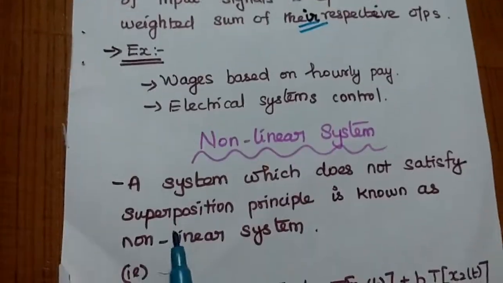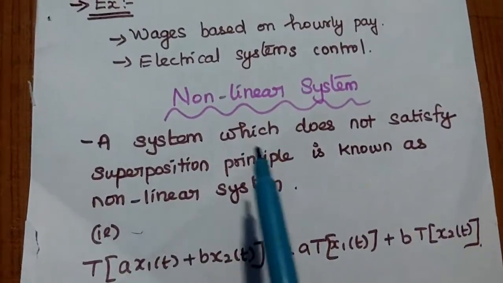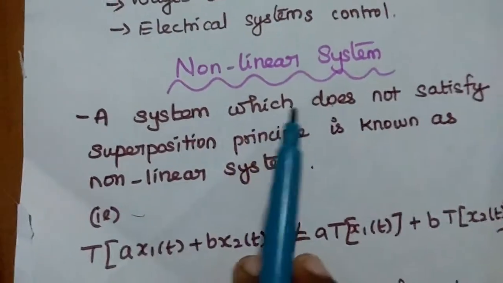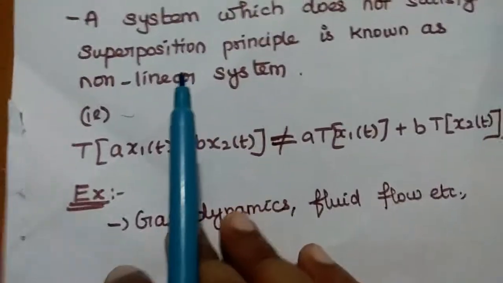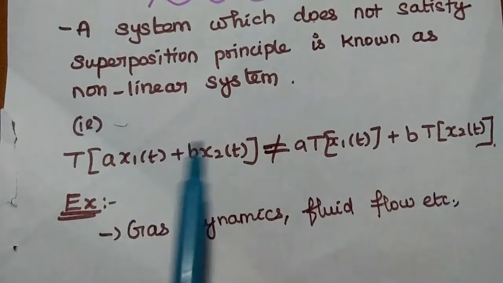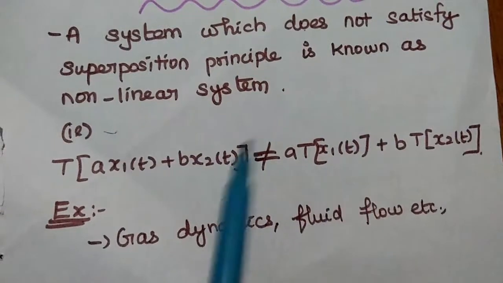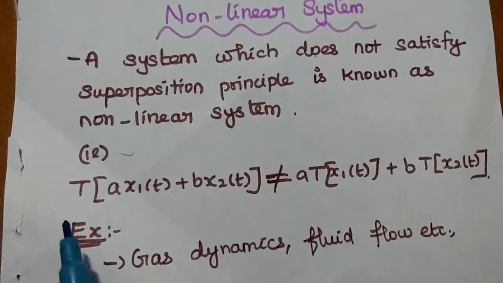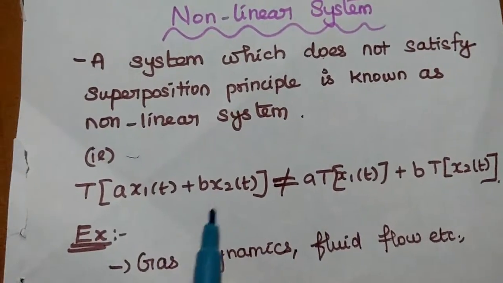What about the non-linear system? A system which does not satisfy the superposition principle is known as a non-linear system. It does not satisfy the condition that the weighted sum of inputs gives the weighted sum of their respective outputs. For example, non-linearity concepts are widely used in areas like gas dynamics and fluid flow.